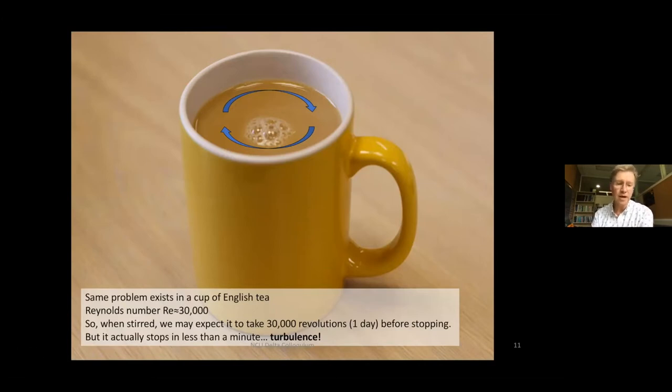And if you do the same calculation we just did for our accretion disk, you find that the Reynolds number of the tea in our cup is about 30,000, which means that the tea should spin around about 30,000 revolutions before stopping. That would take about a day. And that is just not true, of course. You know, if we stir a cup of tea, it stops rotating in a minute or so.